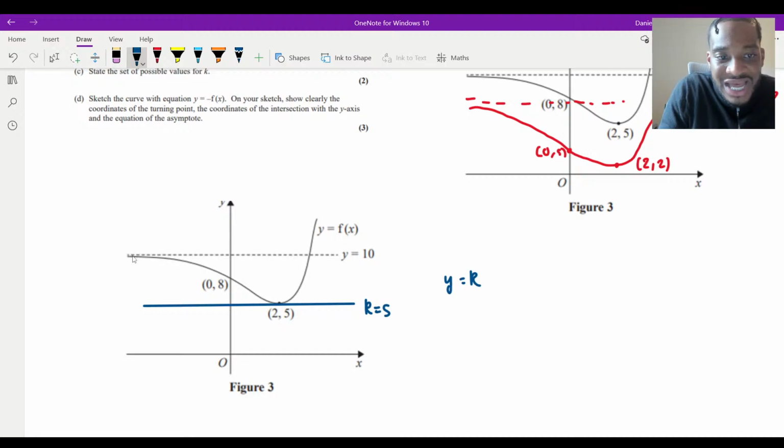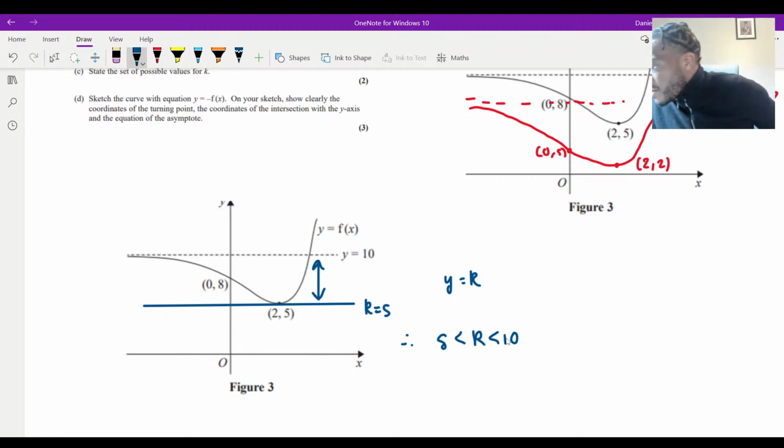And then we've got this asymptote, which is never intersected. So for it to intersect twice, k needs to be between y equals 5 and y equals 10. Therefore, k is going to be between 5 and 10. Make sense? Yeah, good stuff.